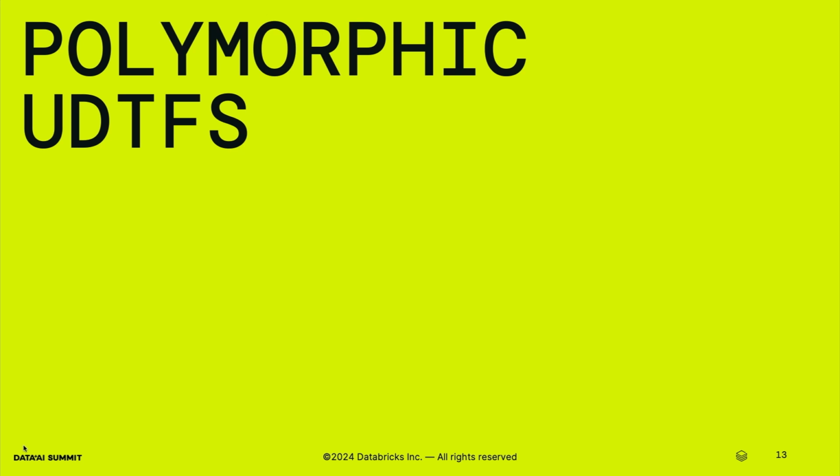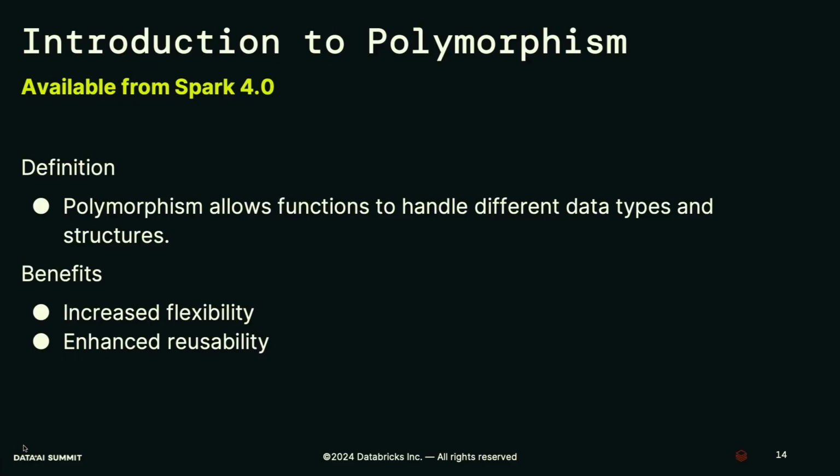Okay, then let's move on to the polymorphic UDTFs. Now let's introduce the concept of polymorphism. Polymorphism allows functions to process different data types and structures, significantly increasing their flexibility and reusability. In the context of UDTFs, incorporating polymorphism means we can create functions that adapt to various input schemas, making them more versatile and powerful. The polymorphic UDTFs will be available from Spark 4.0.